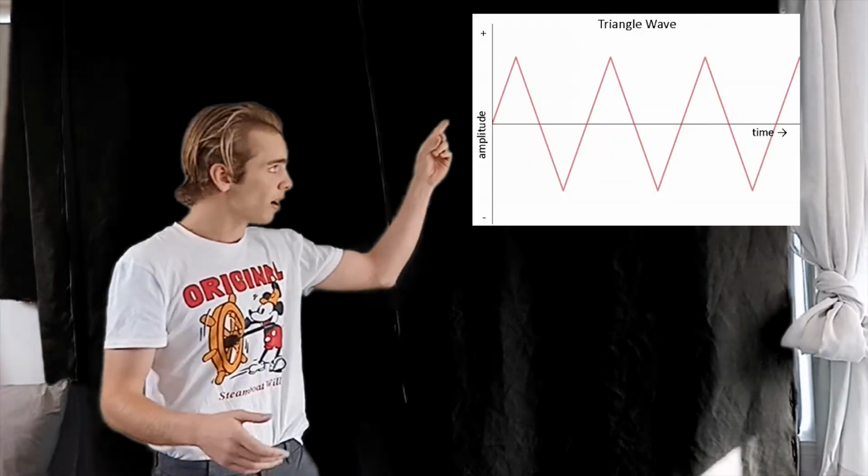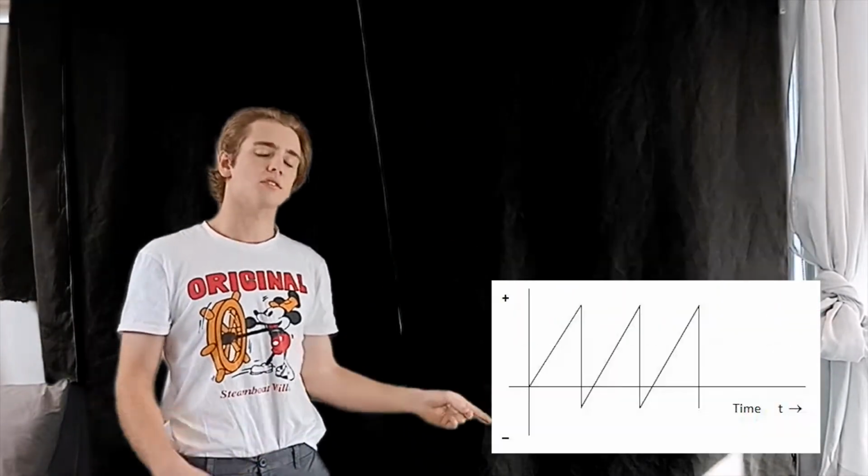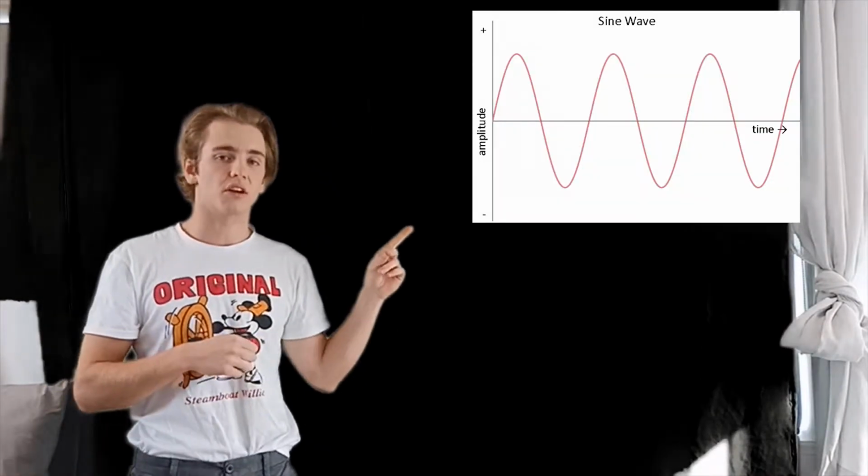Now, the most common waveform of alternating current is the basic sinusoidal wave, although others do exist, such as the triangular, the square, and the sawtooth waveform. For simplicity's sake, we're just going to stick with the basic sinusoidal wave.